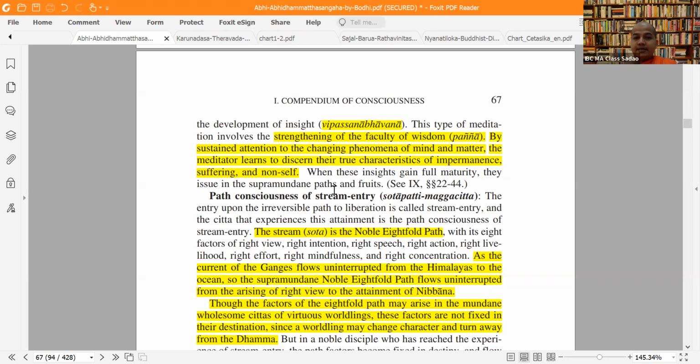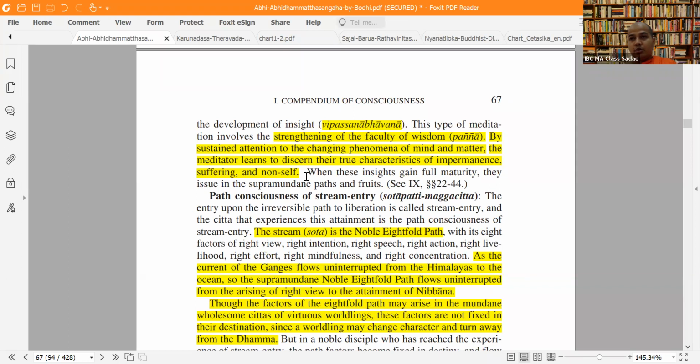By sustained attention to the changing phenomena of mind and matter. Sustained attention. To achieve this sustained attention, you need to develop concentration. That is what it means. But you do not have to develop jhanic mind. That is not required. But you need a focused mind, right? To observe what? To observe the changing phenomena of mind and matter, that is your five aggregates, the meditator learns to discern their true characteristics of anicca, dukkha, and anatta.